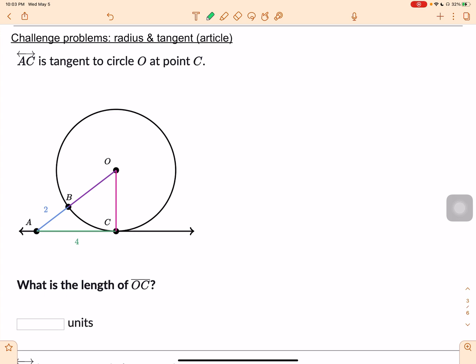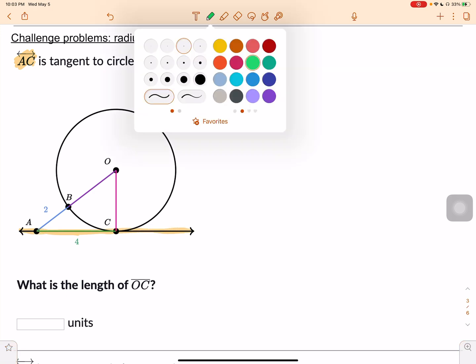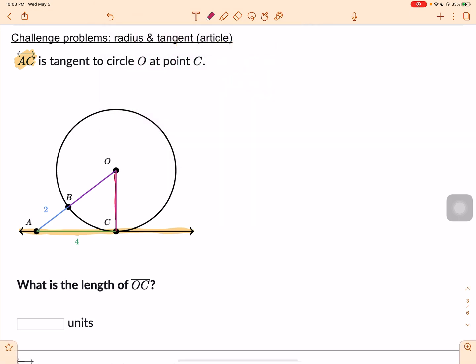So here I know that AC is tangent to circle O at point C. So point C is where my tangent line touches my circle. And you notice here that OC is a radius. So we know that whenever a tangent line shares a point with a radius or a diameter, then that is a right angle because they're perpendicular. So now I know I have a right triangle, and it's asking me what is the length of OC. So I'm trying to find the length of this radius, x, OC.